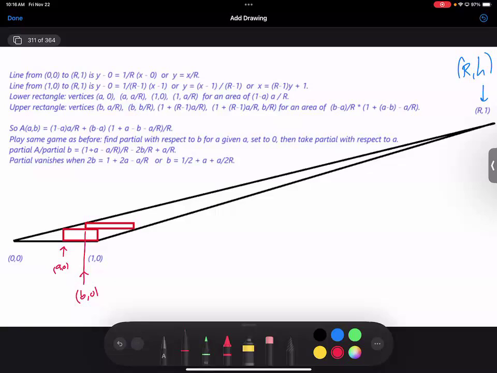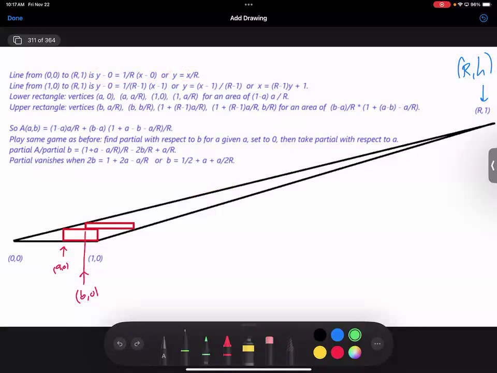For the first one, if we do this line over here, the line from 0, 0 to r, 1, then that's where we get the equation y minus 0 equals the slope 1 over r times x minus 0. Or we just get y equals x over r. So it's not too bad to get the equation of the line for that. We're not using any advanced mathematics. Normally in Putnam problems, you don't have to use advanced mathematics.